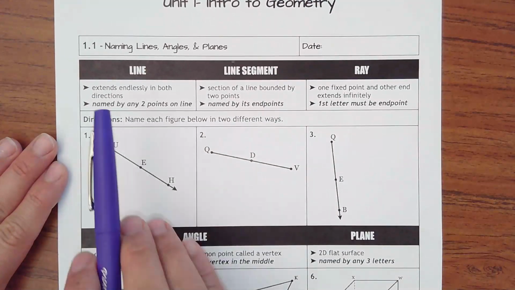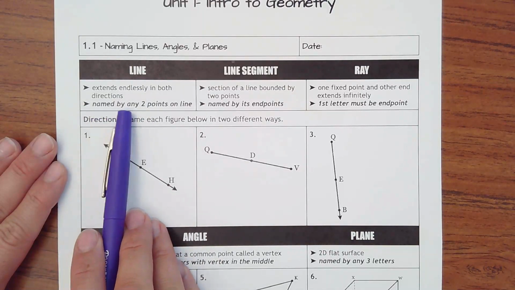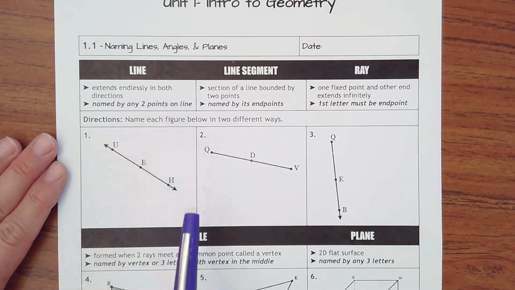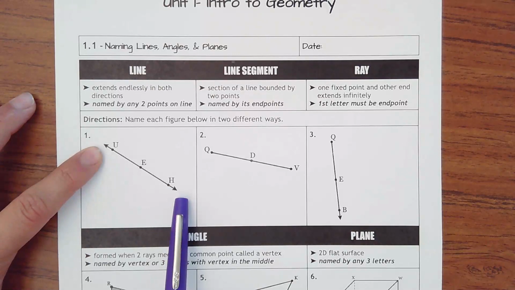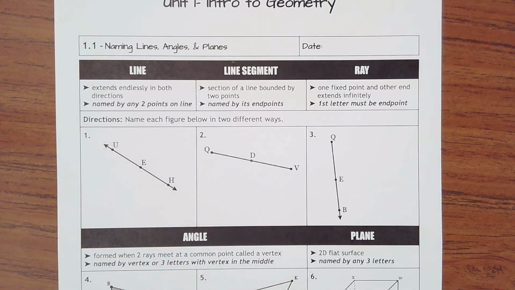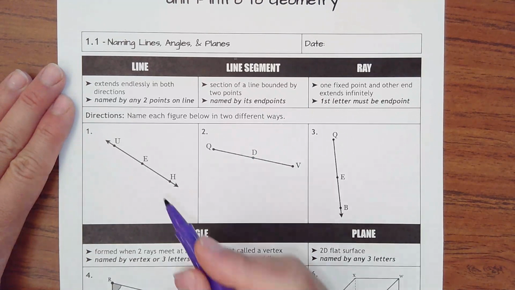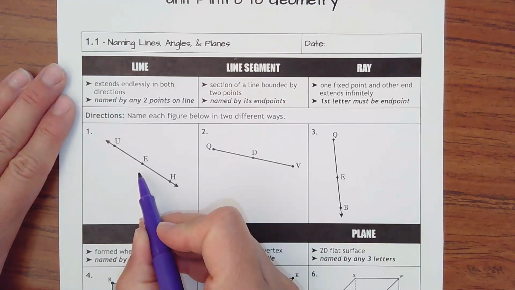So a line, there's really kind of three types of lines. There's just a regular line that extends endlessly in both directions. So you'll see arrows on each end of the line. It's named by any 2 points on the line. So the directions are simply to name it in two different ways. I'm going to name it in a couple different ways so you can see all the options. But you have to name this with 2 letters and 2 letters only.